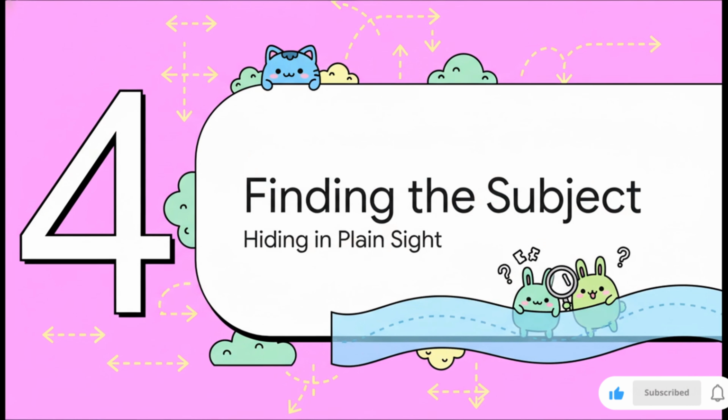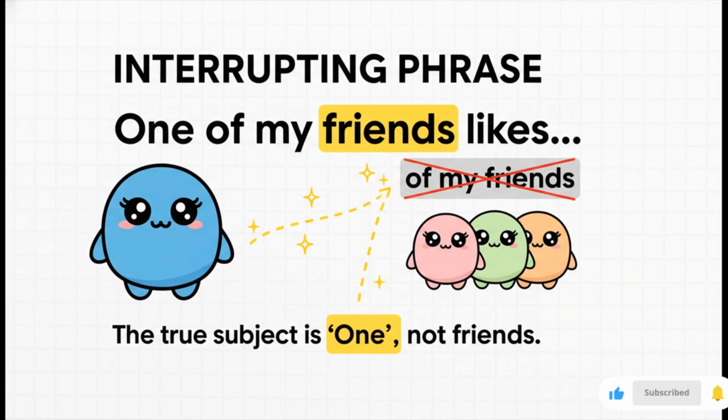Okay, so we've tracked down the tricky subjects. But what happens when the subject isn't tricky? It's just hiding. Sometimes the way a sentence is built can totally throw you off and make it really hard to spot the real subject. This right here is one of the biggest traps in the English language.